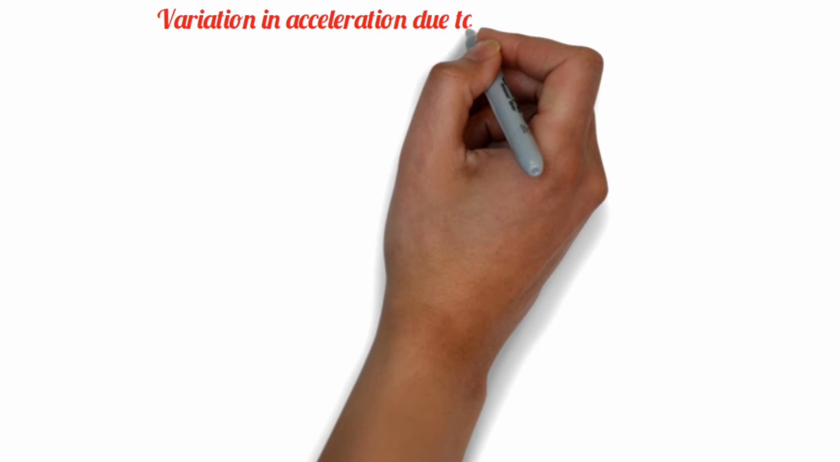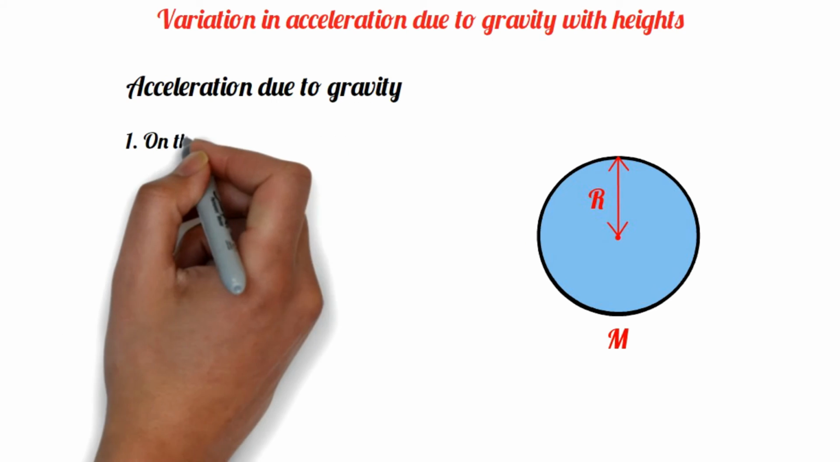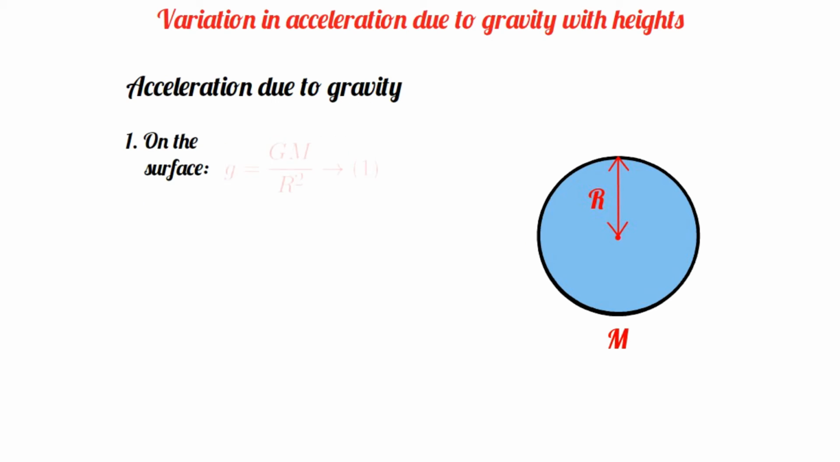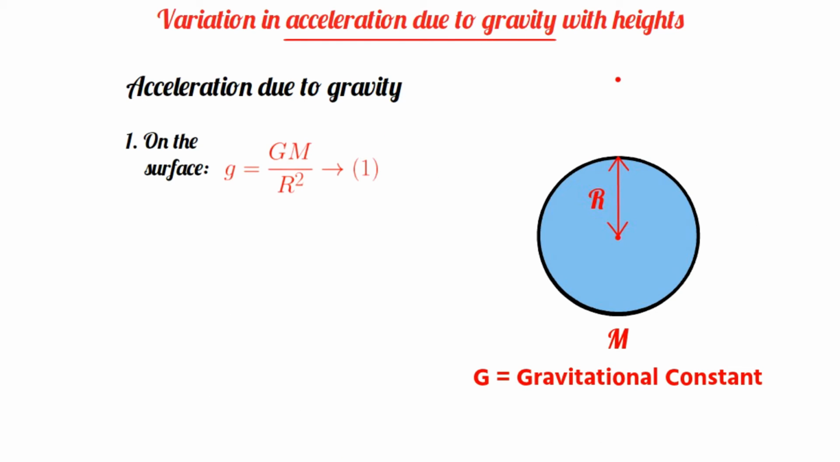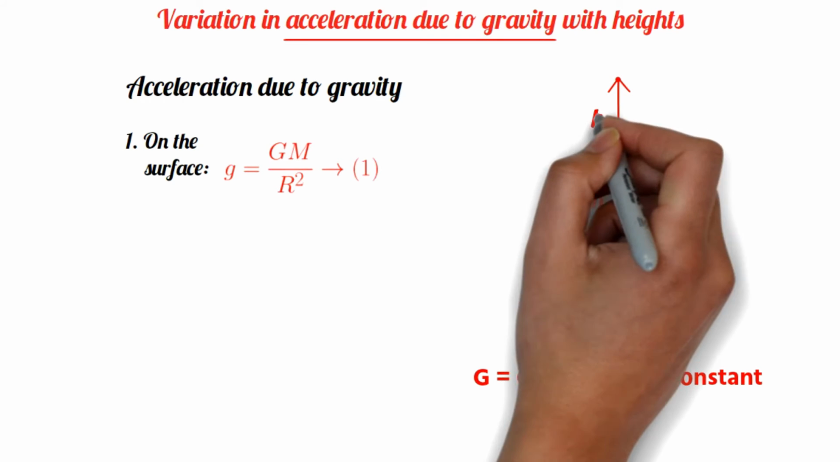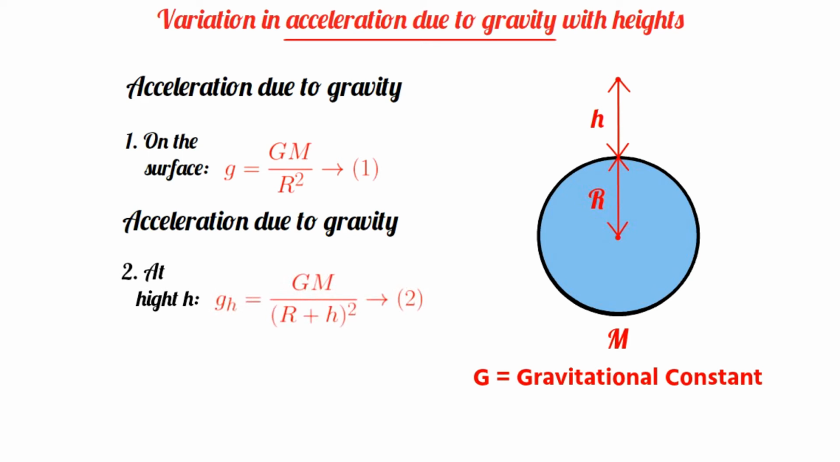Variation in acceleration due to gravity with heights. Let the Earth be a sphere of radius r, and mass m. We know the acceleration due to gravity on the surface of the Earth is g is equal to GM by r square. We will determine the formula for the acceleration due to gravity at a point above the surface of the Earth. So consider any point at the height h above the surface of the Earth. The acceleration due to gravity at that point is g_h is equal to GM by (r plus h) whole square.